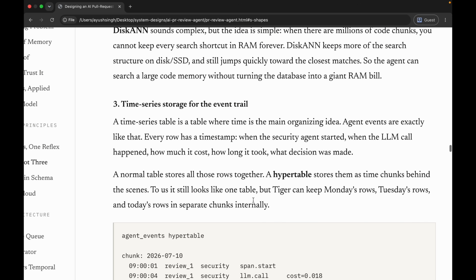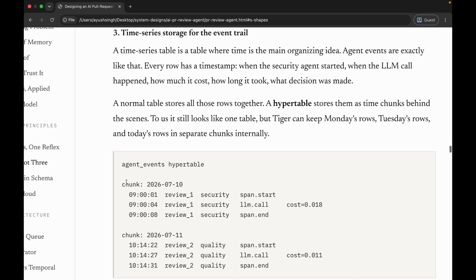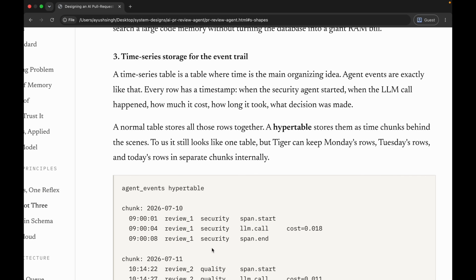So we had another shape known as time series, which is where we want to store, for example, that for this particular chunk, our security agent reviewed it, started, called the LLM, the cost was this, and the security agent ended for this chunk. Then for this chunk, the quality agent started, called, and ended. We want that kind of time series data so we can audit it and have observability. We can figure out when the LLM call happened, how much it cost, how long it took, what decision was made, etc.